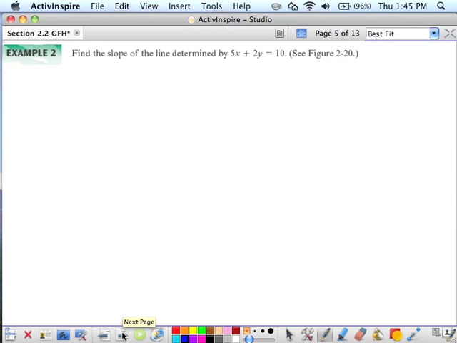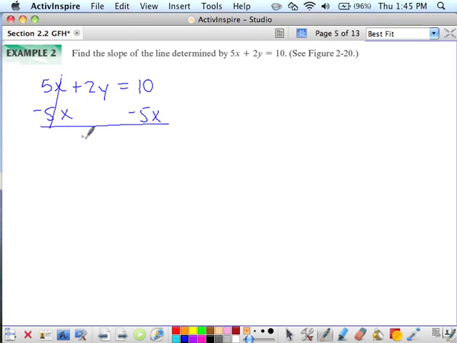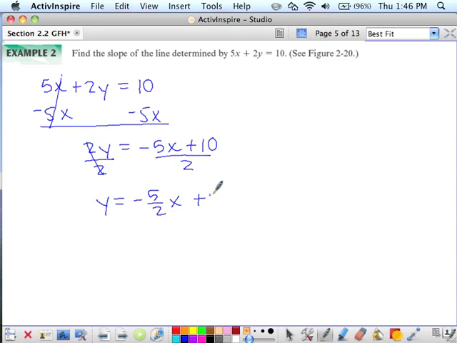Now we want to talk about how to find the slope from an equation. Let's look at the equation 5x plus 2y equals 10. Most of you probably have learned that if you isolate the y, that will put the equation in slope-intercept form, and then you can easily see what the slope is. So for example, we can subtract 5x from both sides, and that gives us 2y equals -5x plus 10. Finally, we divide both sides by 2, and we simplify the result. y equals -5/2 x plus 5.